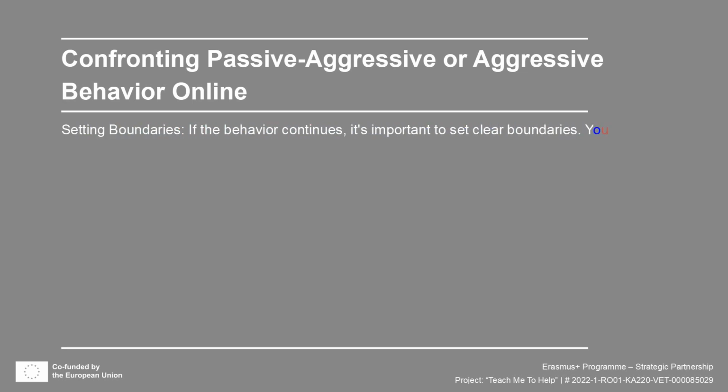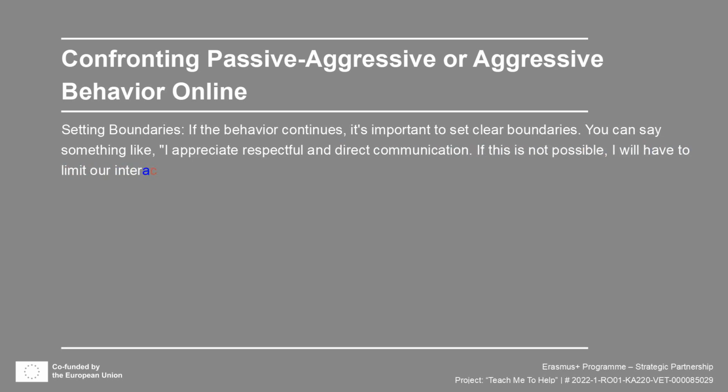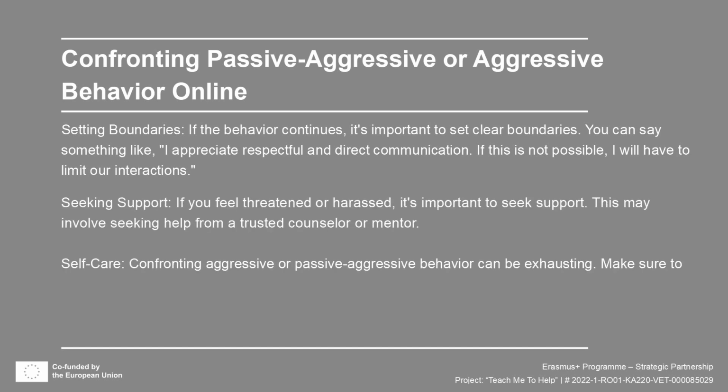Setting boundaries. If the behavior continues, it's important to set clear boundaries. You can say something like, "I appreciate respectful and direct communication. If this is not possible, I will have to limit our interactions." Seeking support. If you feel threatened or harassed, it's important to seek support. This may involve seeking help from a trusted counselor or mentor.